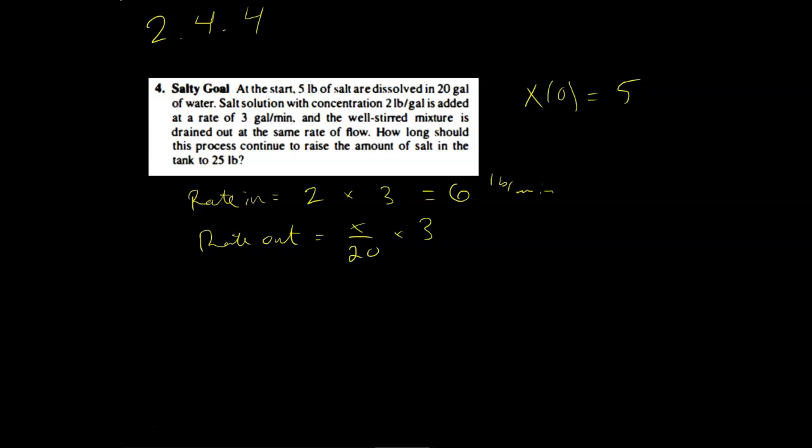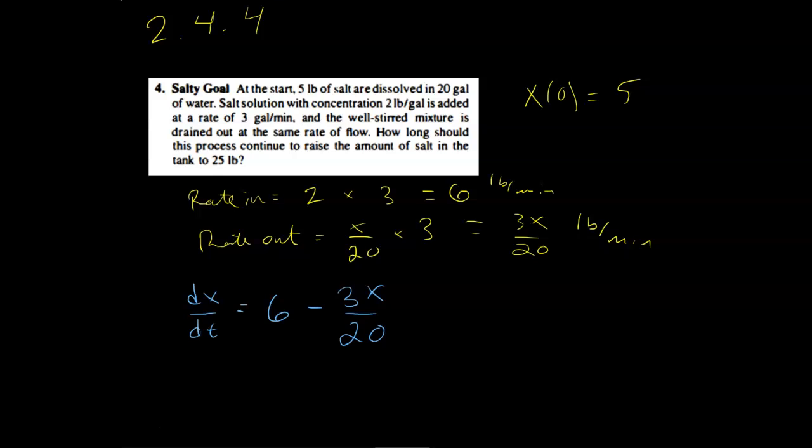And the rate's going to be the same, right? It's flowing out 3 gallons per minute. So here we have 3x over 20 pounds per minute flowing out. So our equation looks like this. Maybe I should do it in a different color. So let's do it in blue. The change of x with respect to time is equal to the rate in, 6, minus the rate out, 3x divided by 20.